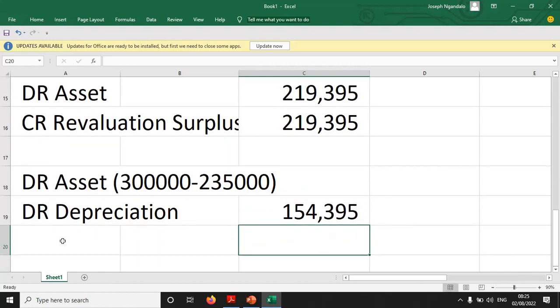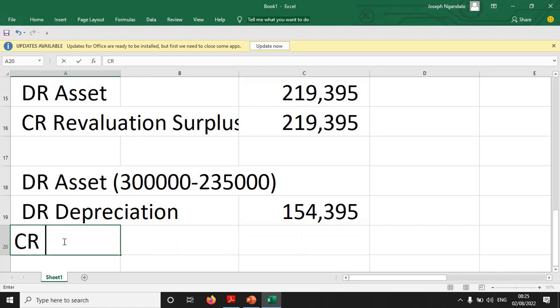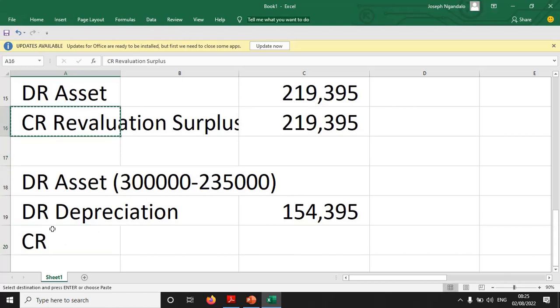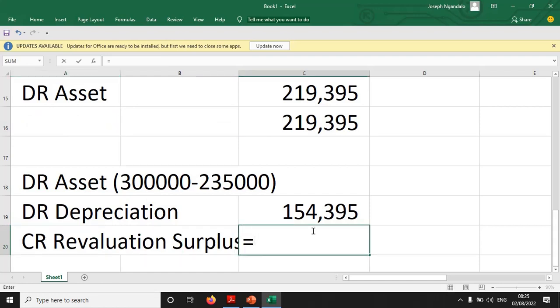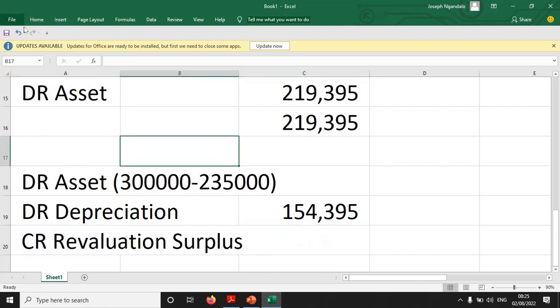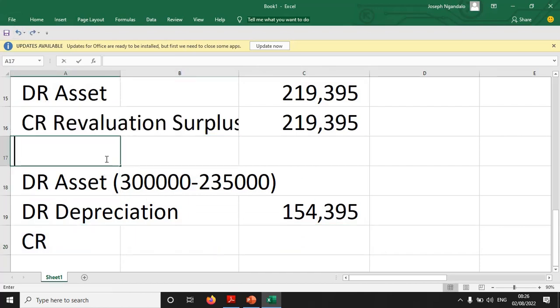Then he also wants you to credit the surplus, which is called the revaluation surplus. So I'm just going to replicate this one so that you don't have to worry about anything. How much was our revaluation surplus? I've cut it, instead of copying. Let me just take it back there. Just do this. It's supposed to be like this. Put it here.